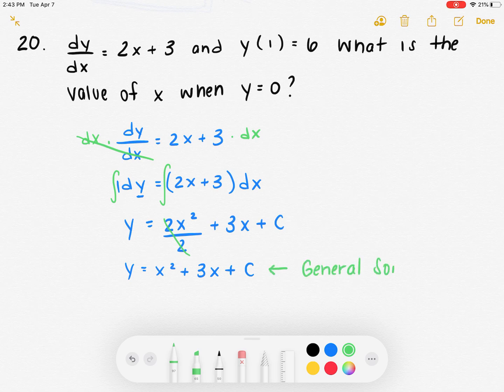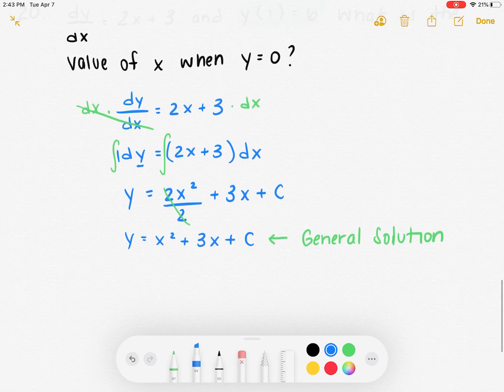General solution. It's my general solution because I did not solve for c yet. But I do notice that in this problem, they have given me a specific situation. They said when x is 1, y is 6. So that tells me I'm going to need to solve for my c. So I'm going to plug in 1 and 6.